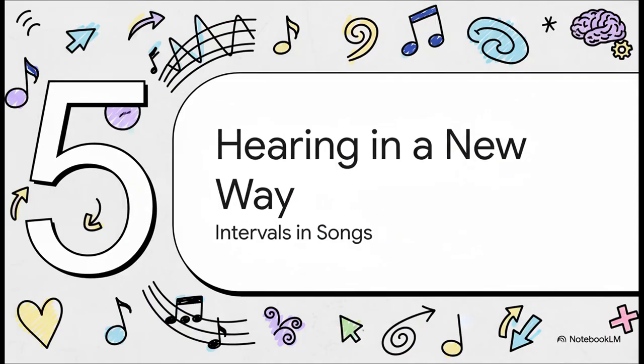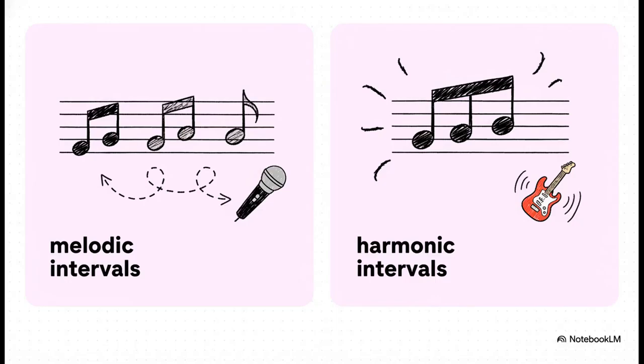Okay, so now you have the tools. You can literally decode the music you listen to every single day. So the next question is, where are you going to find these intervals? How do they actually show up in a song? Well, they pop up in two main ways. When you hear notes played one after another, like someone's singing a melody, those are melodic intervals. But when you hear notes played at the exact same time, like when a guitar chord is strummed, those are harmonic intervals. The cool part is, the rules for figuring them out are exactly the same. It's just a difference in timing.